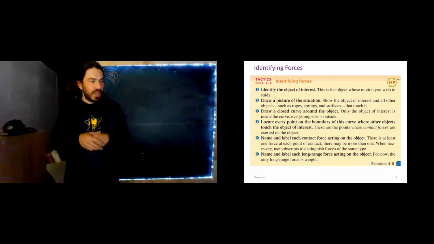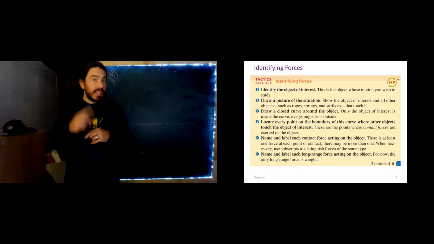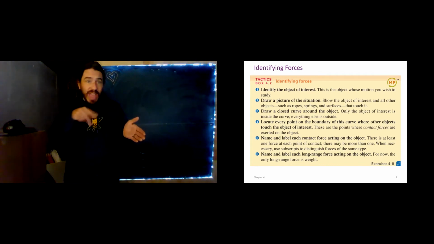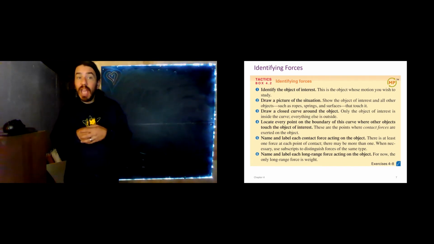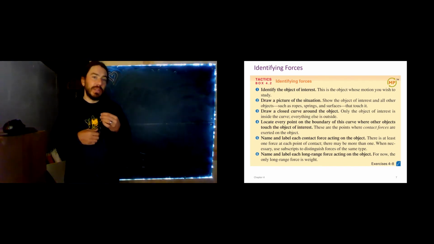Okay, draw a picture of the situation. Show the object of interest and all the other objects, such as ropes, springs, and surfaces that touch it. Then draw a closed curve around the object. Only the object of interest is inside the curve, everything else is outside. Anywhere on the boundary of the curve where the object of interest touches other objects, there's a contact force. So we should identify what those contact forces are, and label them using those standard labels that we saw in the previous few slides.